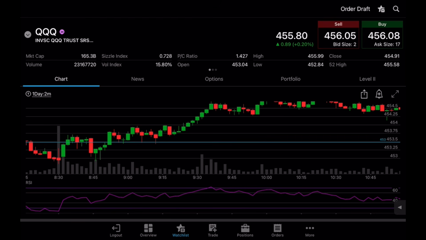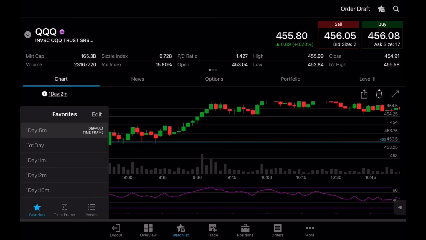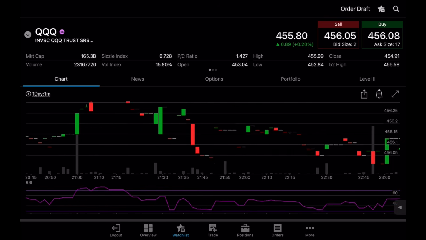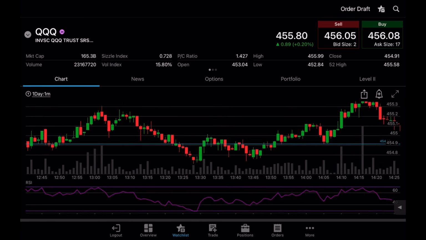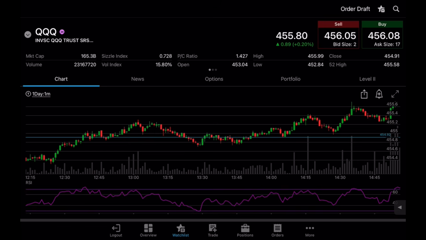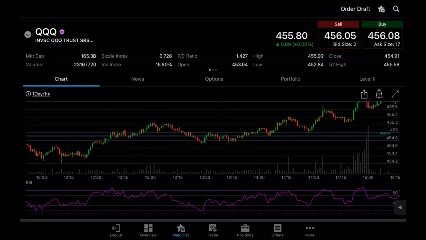So with that being said, let's go ahead and take a look at the 1 minute. I'm going to drop it down. I'm going to scroll all the way over so you guys can see the chart for the 1 minute time frame. And again, you guys can see the price levels in comparison with the RSI. For the most part, if the stock is rising, so is RSI.